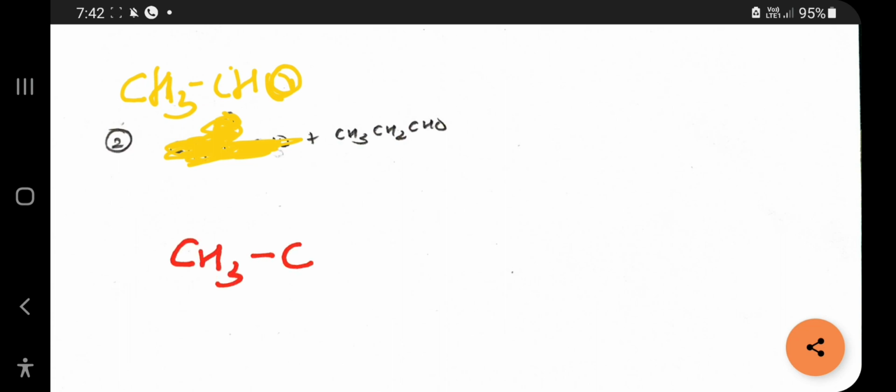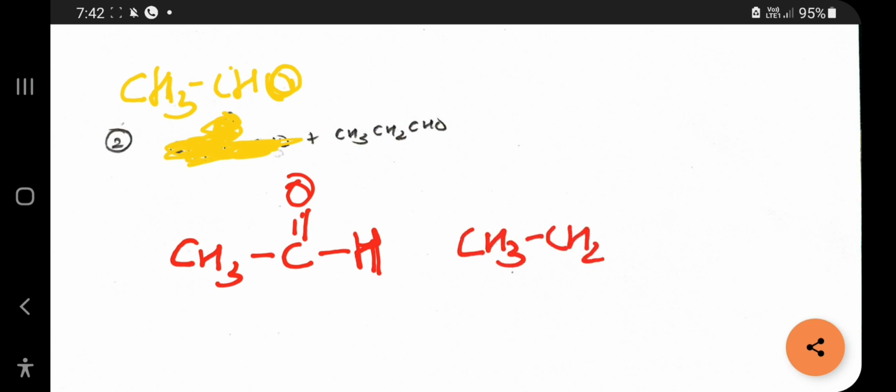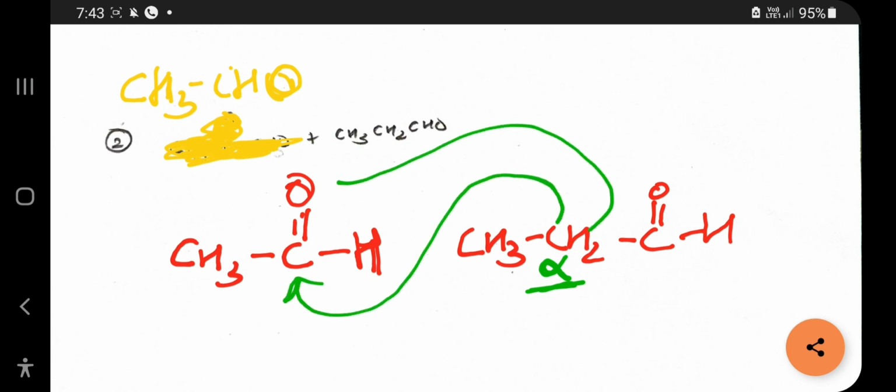CH3, C double bond OH and CH3, CH2, C double bond OH. We'll take one thing. So here the alpha carbon, we will take this one. You can take this also. If you take this as alpha carbon, you will obtain a different product. If you take the other as alpha carbon, you will obtain a different product. No, I will take this as alpha carbon. So alpha carbon of this will get attached here. Alpha hydrogen will get attached here.